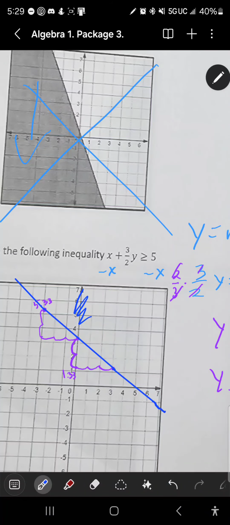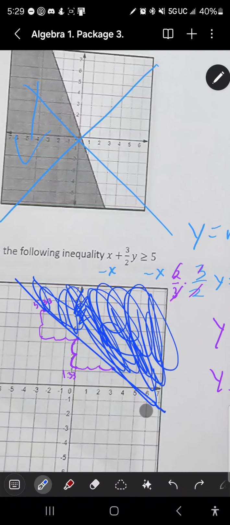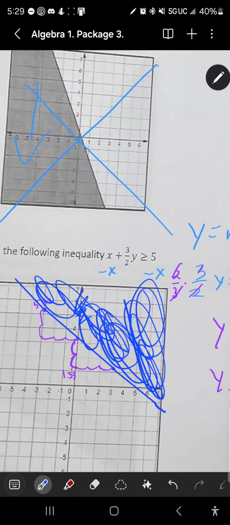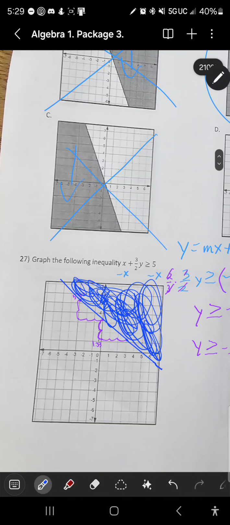Okay, sorry about this. Let me shade this better. Oh, you guys understand what I said. So yeah, this is our answer. This is our graph, basically. That's it. I hope you guys understood that.